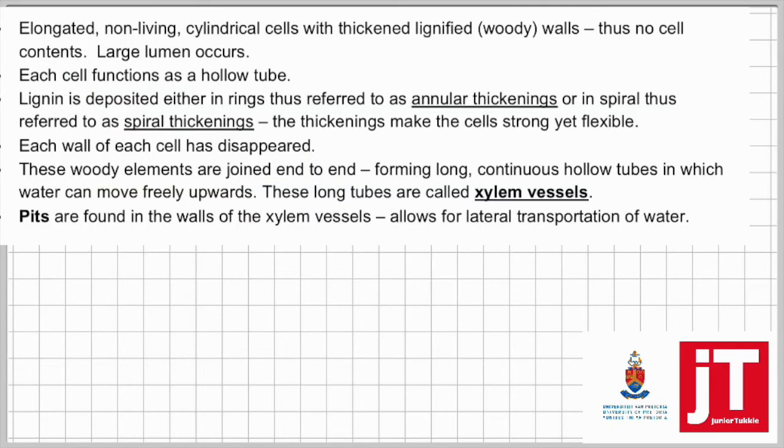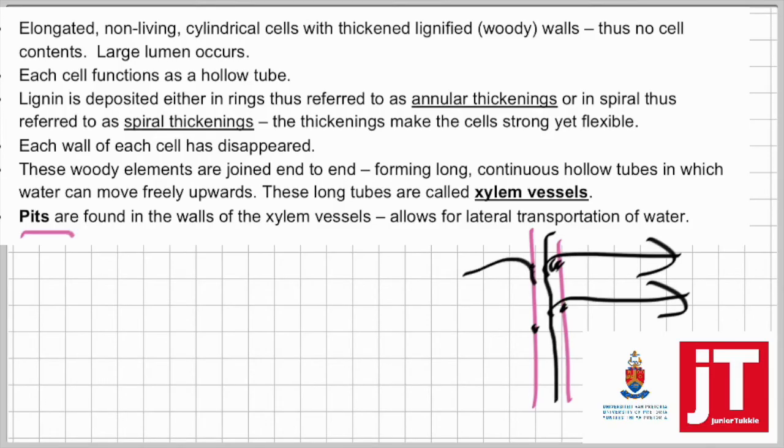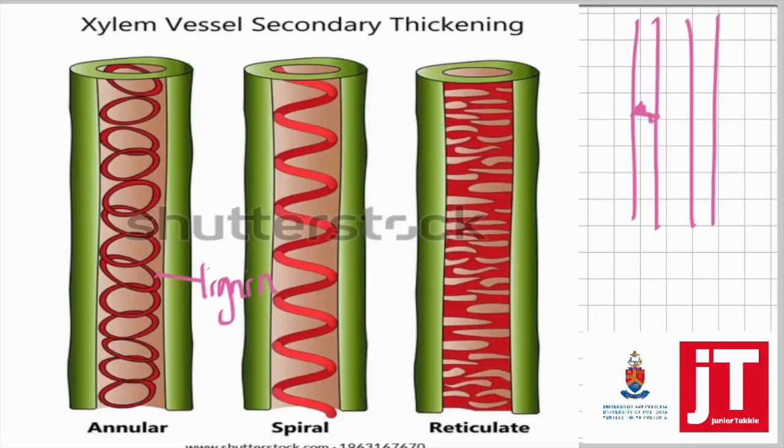Now, this is all of the work that you need to know. This is the theory. I've included that. In the xylem, you will also have pits. Now, pits are also holes. There are holes also found on the sides of the vessel. And as water is traveling upwards, the water also needs to travel sideways. So the pits are there for lateral transport of water. Right, so that is xylem vessels.